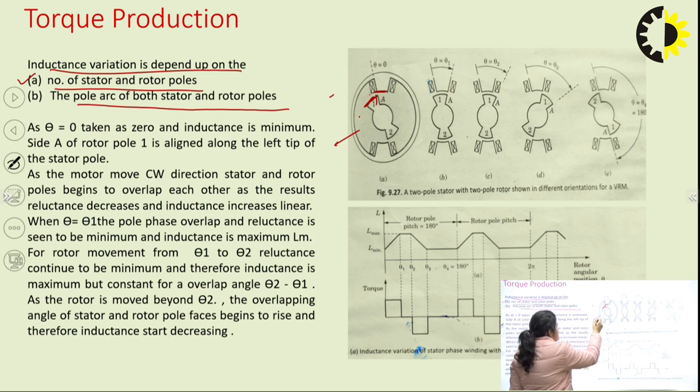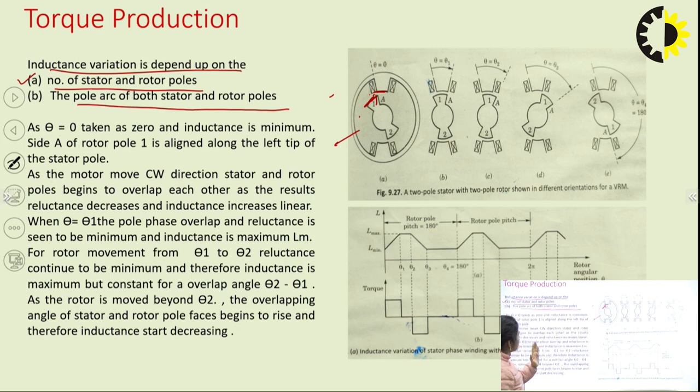here the reluctance is maximum, and here the reluctance is minimum. Here the reluctance is maximum, but the inductance is minimum, right? So, here you can see the reluctance is maximum, but the inductance is minimum.